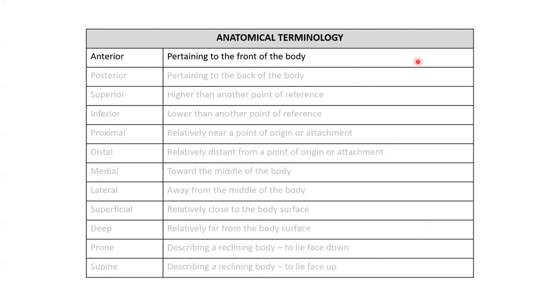So going through each of those terms individually, we first have anterior, and this pertains to the front of the body. So you could say that your belly button, for example, is on the anterior surface of your trunk. The opposite to anterior is posterior, so this pertains to the back of the body. So your back makes up the posterior surface of your trunk. Superior is higher than another point of reference. So for example, your head is superior to your feet. Inferior is then lower than another point of reference. So your feet are inferior or lower than your head.